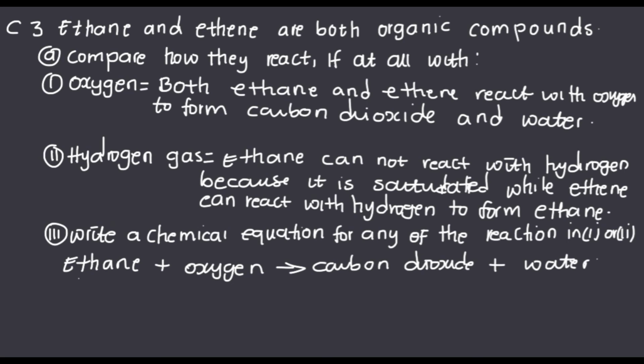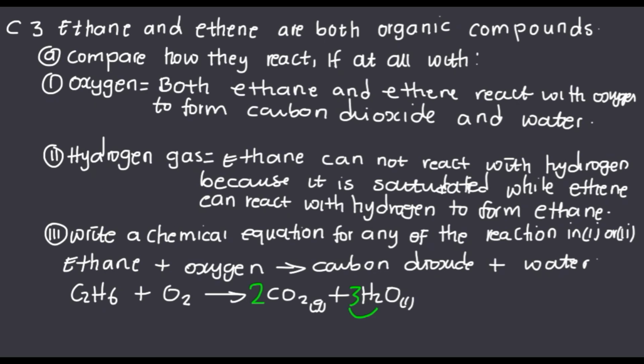So ethane is C2H6 plus O2 gives CO2 plus H2O. Then we can balance the chemical equation. So how can we balance the chemical equation? There are two atoms of carbon on the reactant side, so let's put a 2 here. Then we have 2 carbon. What of hydrogen? Let's put 3 here, so that if we multiply by 2, we get 6.